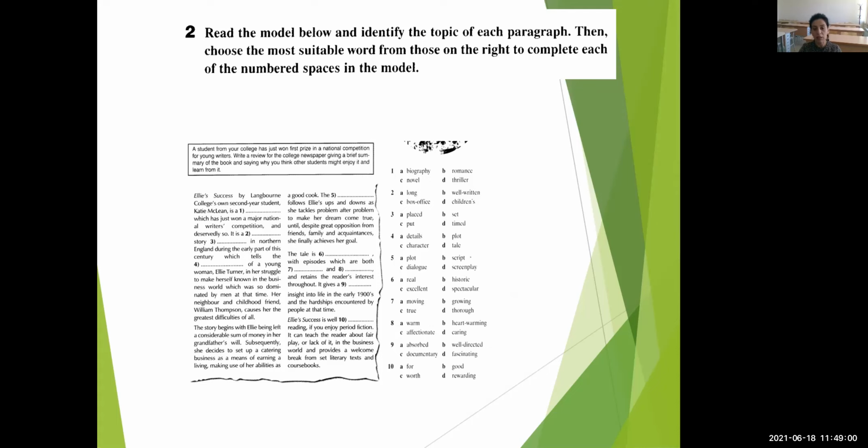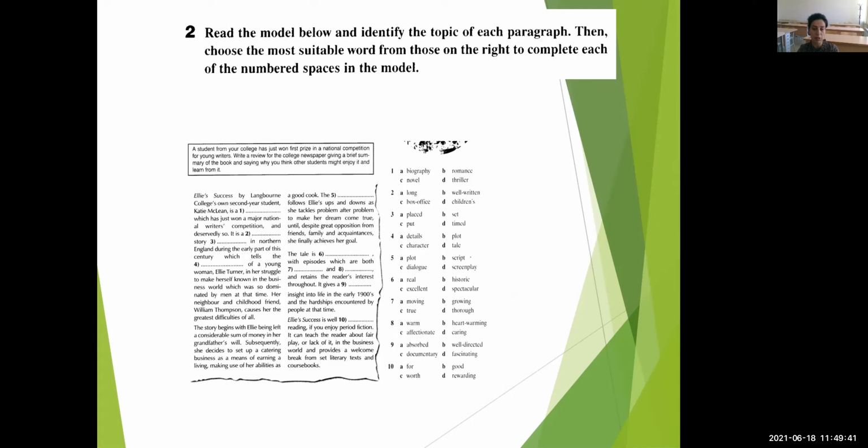The tale is a real, historic, spectacular one, with episodes which are both moving and true, and retains the reader's interest throughout. It gives an observant, well-directed, fascinating insight into life in the early 90s and the hardship encountered by people at that time. Ellie's success is well worth reading if you enjoy period fiction.